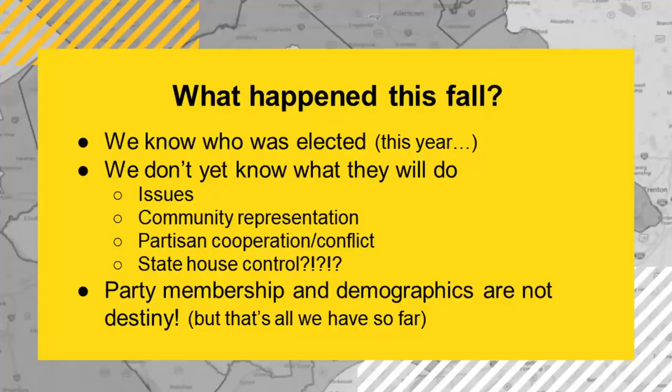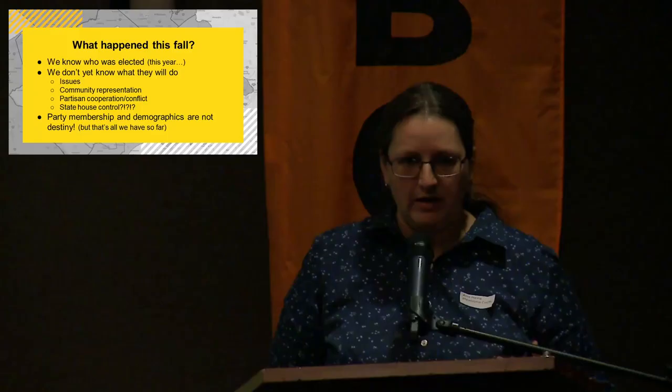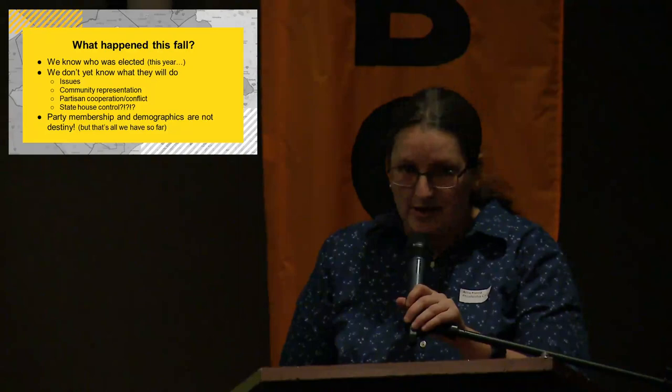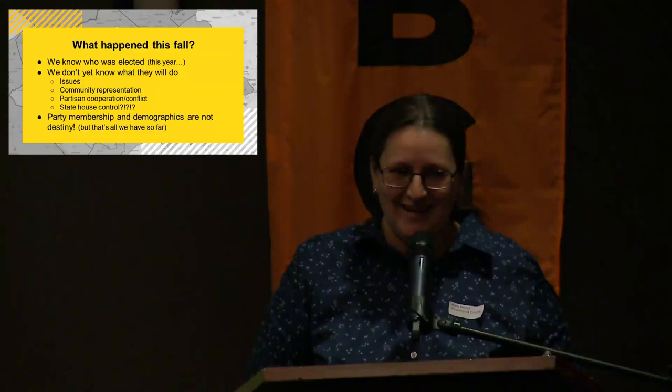Start slide. So I just want to caveat this with the only thing we really know about the election results is who was elected. We don't know what they're going to do in office. We don't know how they're going to be on the issues. We don't really know yet whether a lot of the community of interest concerns that people expressed are going to be very well handled in this map, because we haven't seen them in action yet. We don't even know who's going to be the Speaker of the House on January 3rd, despite the fact that, theoretically, Democrats won a one-seat majority in the House. There's all these complications that were discussed in the beginning of the event.